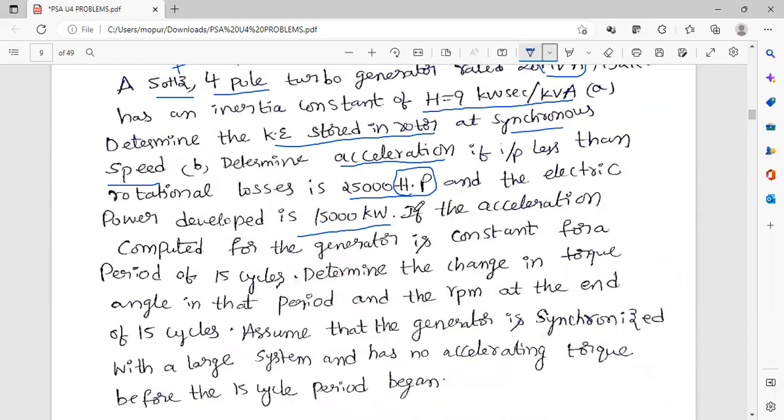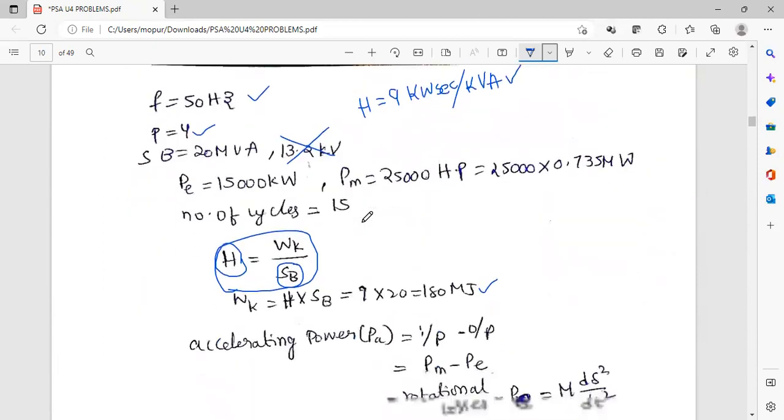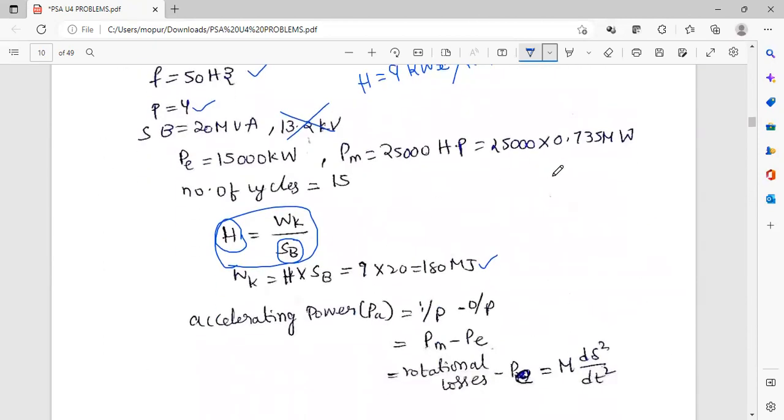So they had given mechanical power and electrical power. Electrical power they had given in kilowatts, so it is no problem. But mechanical power they had given in HP. So you should remember 1 HP is equal to 0.735 megawatt. You should remember this conversion also.